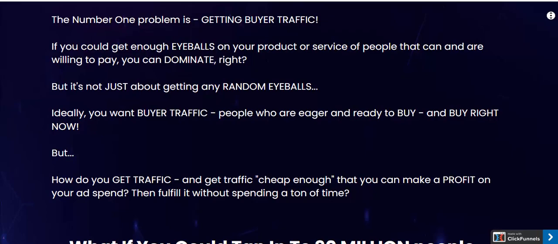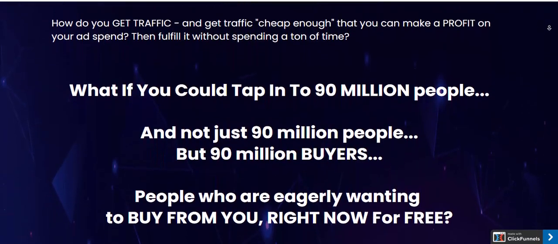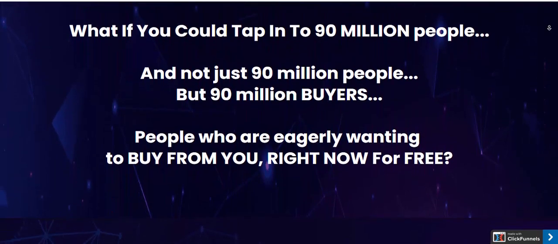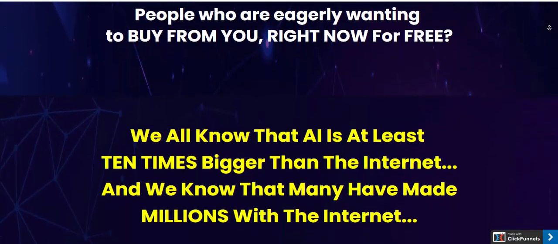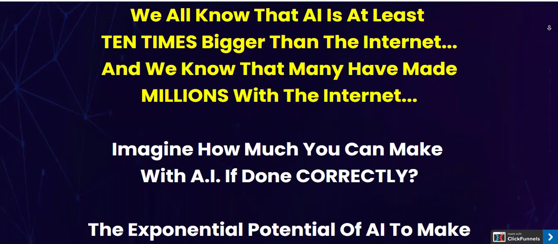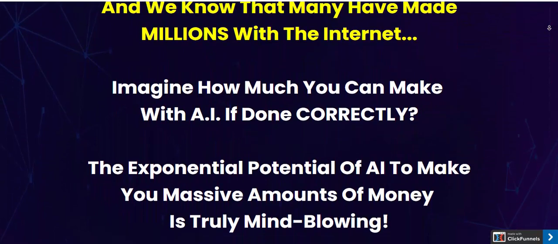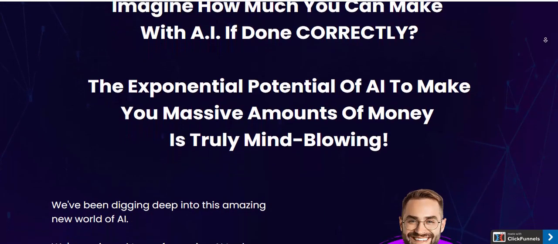But it's not just about getting any random eyeballs. Ideally, you want buyer traffic, people who are eager and ready to buy and buy right now. But how do you get traffic and get traffic cheap enough that you can make a profit on your ad spend? Then fulfill it without spending a ton of time? What if you could tap into 90 million people, and not just 90 million people, but 90 million buyers, people who are eagerly wanting to buy from you right now for free?